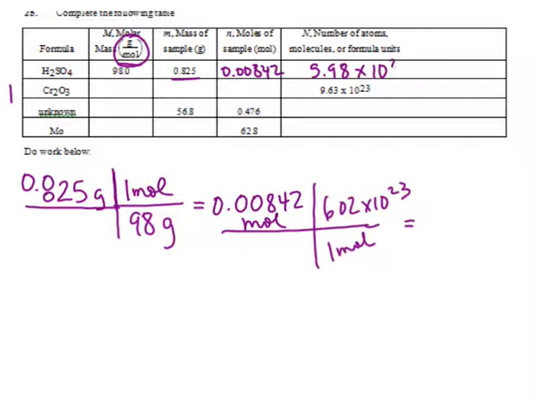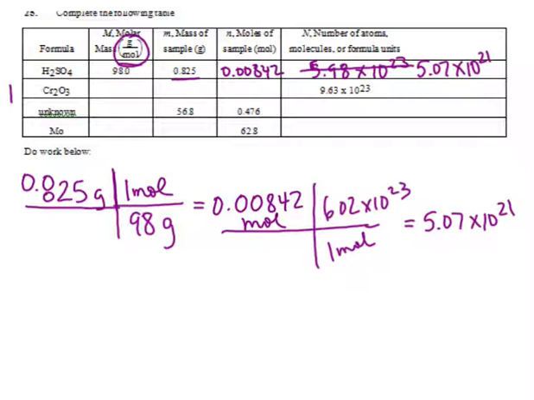I got one answer. Can someone second that for me? I'm hearing 5.07. And is the 23 correct? Okay, so this is not right. 5.07 times 10 to the 21st? Okay. Good. All right, so that's the first one done.